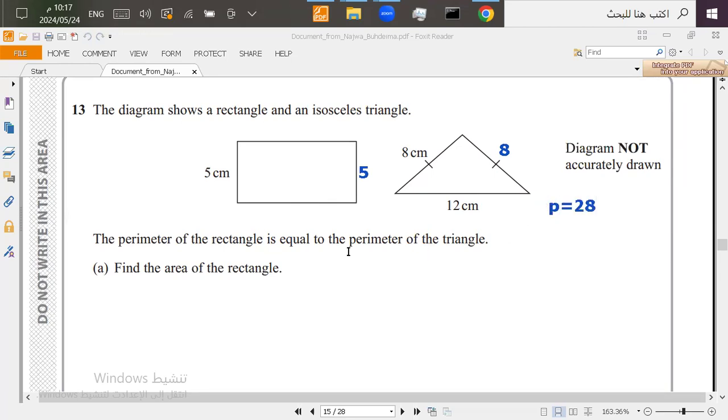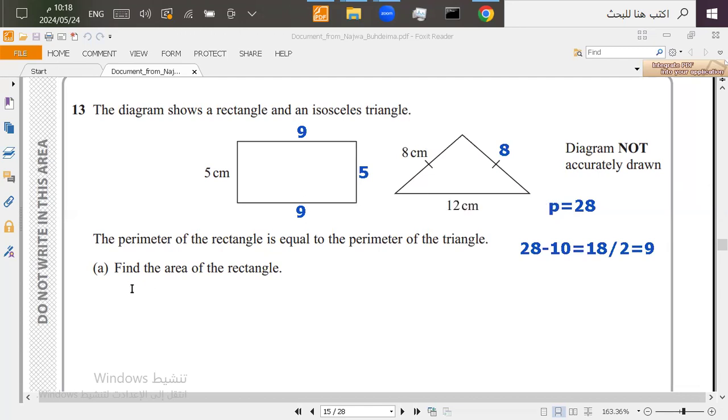Now, same idea, the perimeter of the rectangle is the same because they already told you that. Now here we have 5. We subtract 5 and 5 from 28. So 28 minus 10, which is 5 and 5, will equal 18. 18 means this line and this line together. It means you have to divide it by 2, and the answer is 9. So this one is 9, and this one is 9.